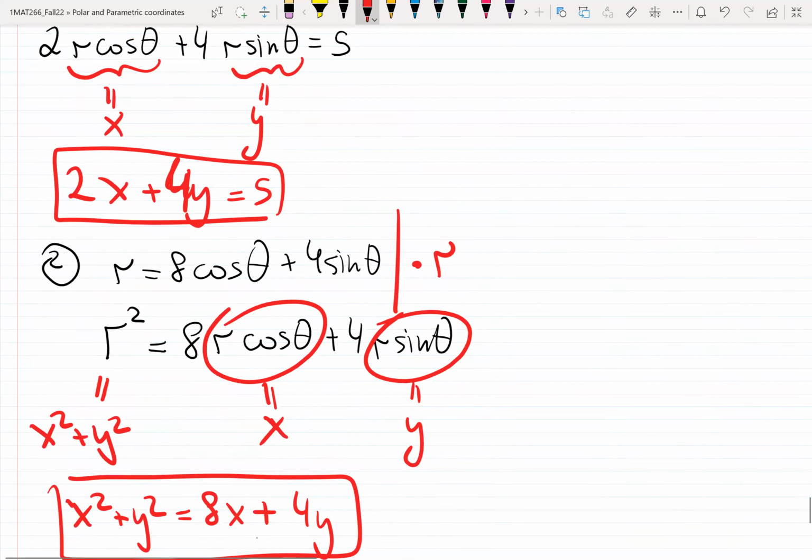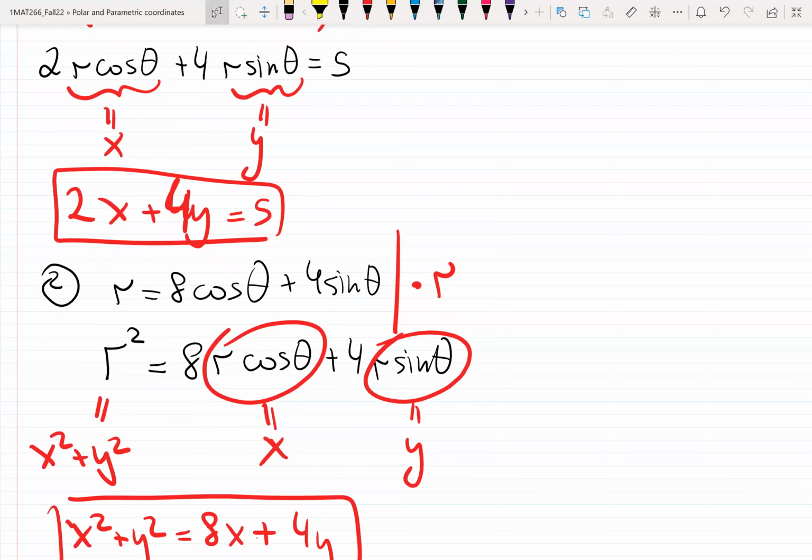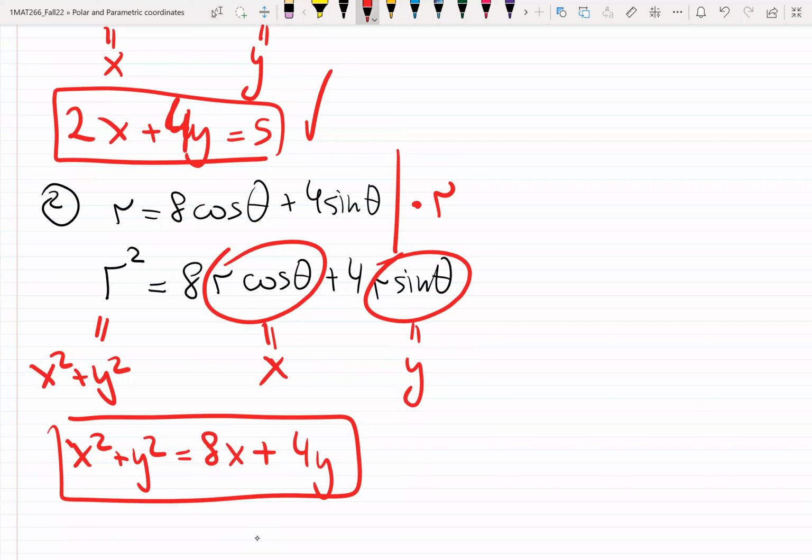And the previous example is also good enough. I don't need anything extra. This is good. This is maximum. This is full credit. No completing the square. You don't have to practice that.